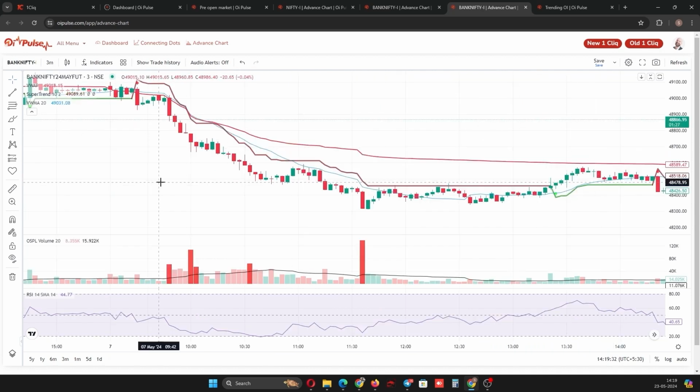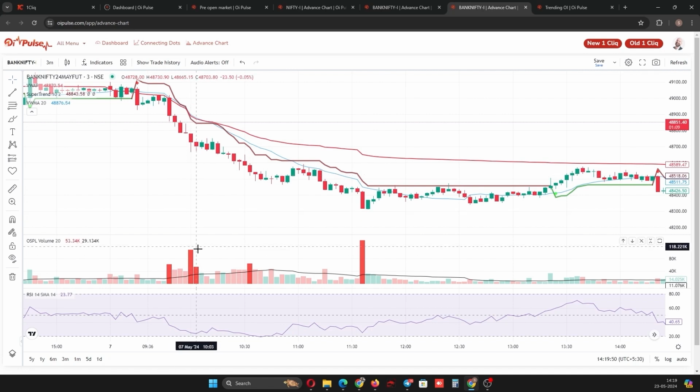The next example is on May 7th. So we got first 50k volume at 9:48. So this is a 50k volume, but we did not get a consecutive 50k volume. And the next 50k volume is at 10 o'clock and we have a second 50k volume at 10:03. So this is satisfying our volume condition. And if you check after the second candle, the RSI is still at 23. It has not reached below 20 and the price is below super trend, VWAP and WMA.